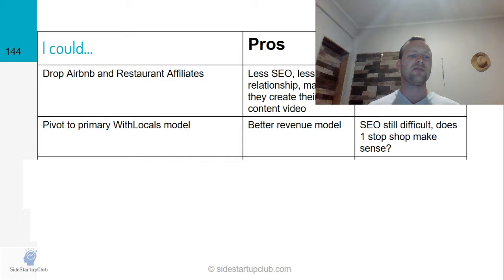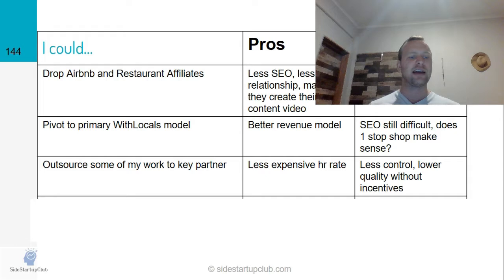The next idea I have is, what if I pivot entirely to a with locals model? It's successful in Europe, it's successful in Southeast Asia, it's not here, though people are trying to do it here. What if I just focus entirely on that? It's a much stronger revenue model because you are actually middlemaning the flow of money, and you're charging about 15 to 20%. The con is you still have a major SEO challenge, and there's still a lot of SEO work that goes into it. But if you're going to do all of that SEO work for various keyword phrases that relate to different activities, why not make yourself a one-stop shop and capitalize off of all that marketing effort you're making anyway?